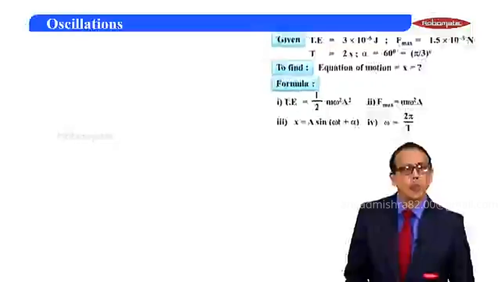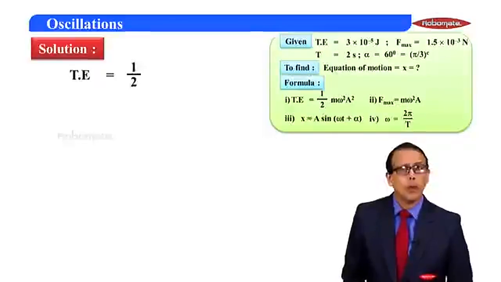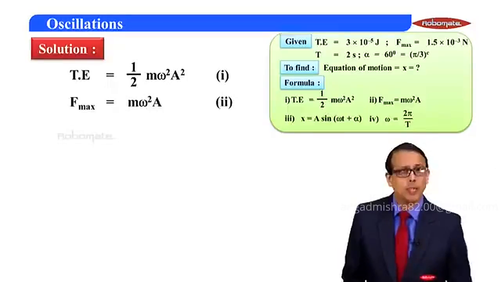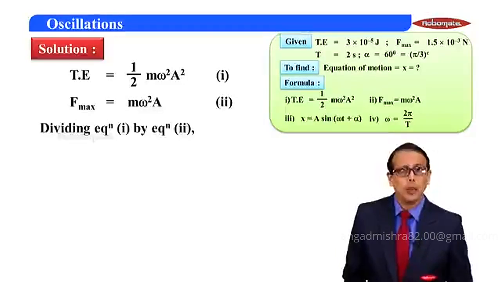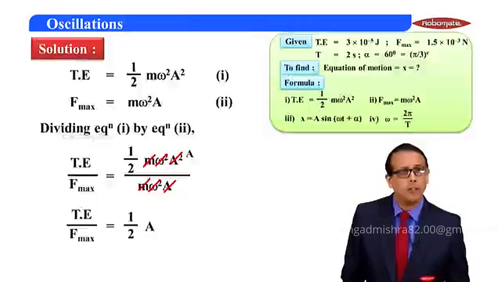So let's start with the solution, students. To begin with, we know total energy is half m omega square a square, say equation 1. F max is m omega square a, say equation 2. Dividing equation 1 by equation 2, we get total energy upon F max is half m omega square a square upon m omega square a. Let's cancel m. Let's cancel omega square. Let's cancel a, and one a is left in the numerator. Therefore, next step, total energy upon F max is half a.